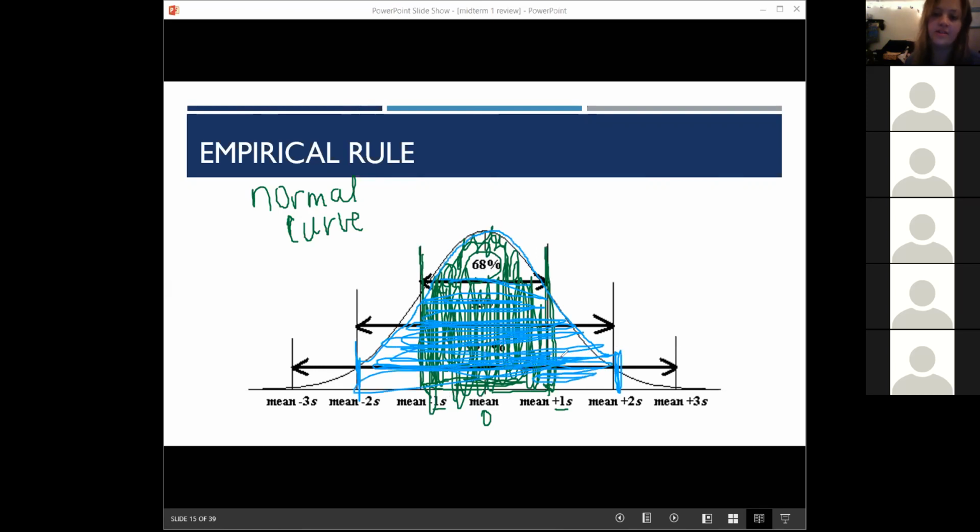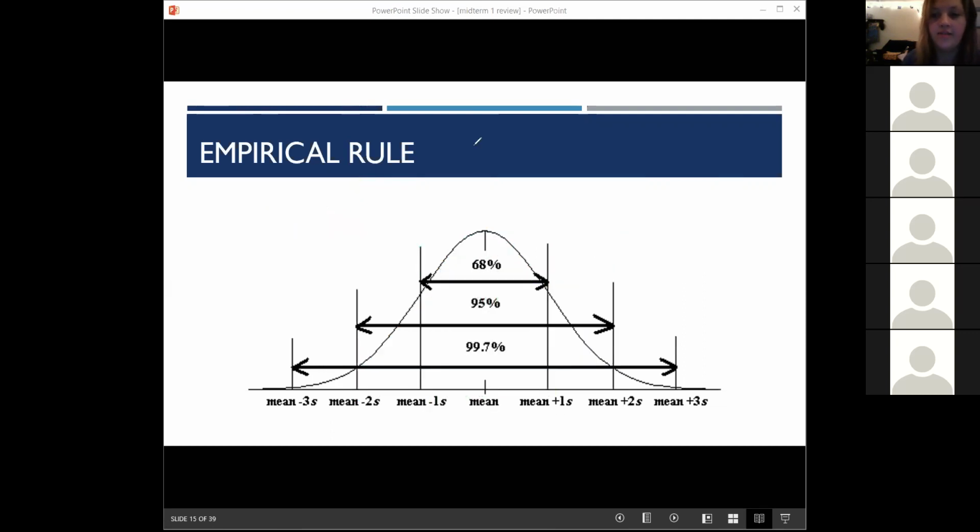I know it's just kind of hard to draw. That probably makes no sense at this point, but this is going to be our 95% of our data. And then the next thing is obviously our 99.7% of the data. So that's all the empirical rule is saying.